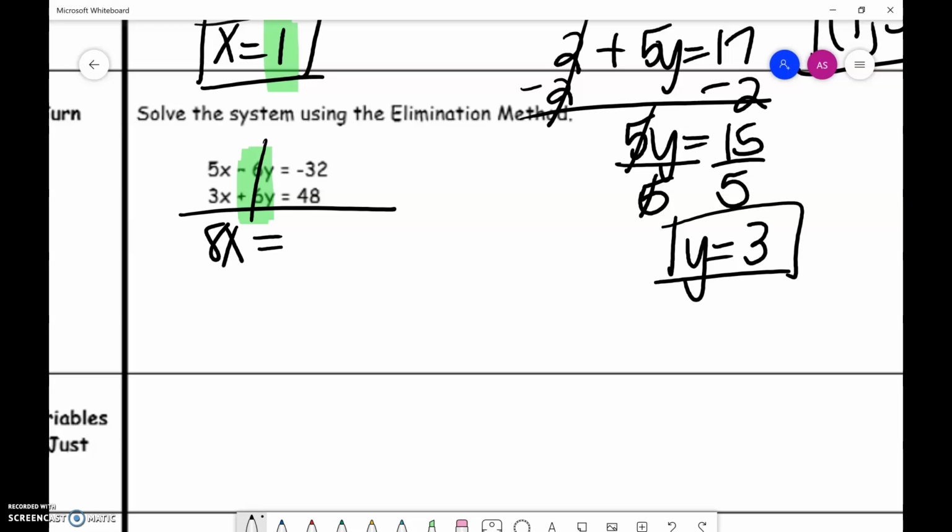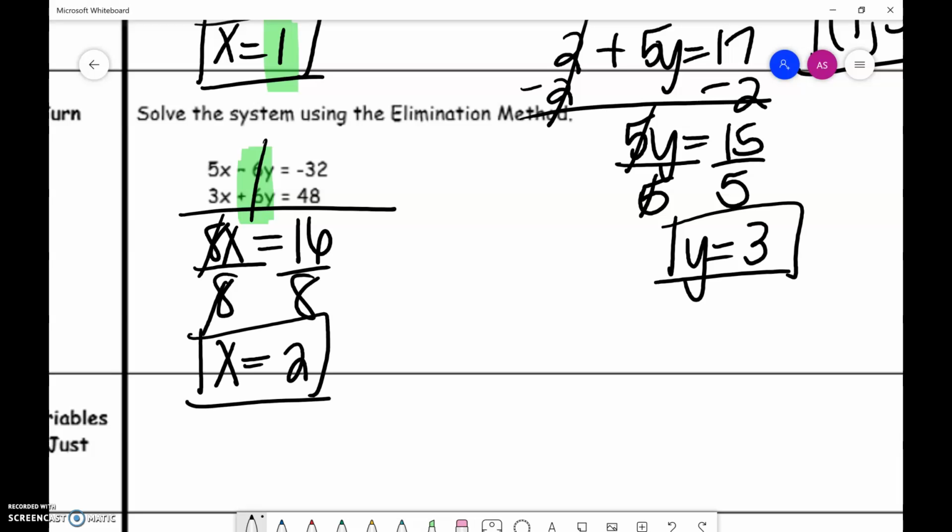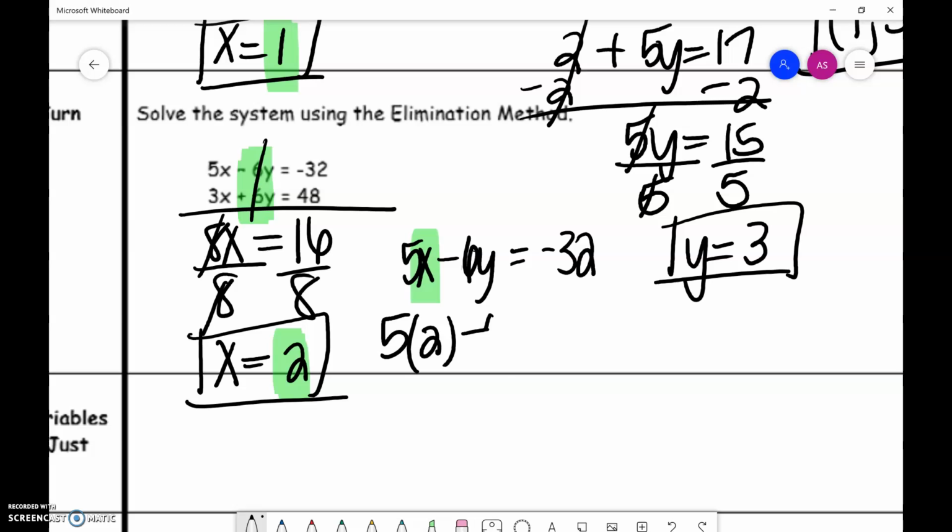Then I have negative 32 plus 48 is 16. Then I divide both sides by 8, and I have x equals 2. So that's my first step. Then my last step, remember, I'm going to take one of my equations, either the first or the second one, and I'm going to replace my x with 2. Let me rewrite that. So this x is going to go right here. So I'm going to have 5 times 2 minus 6y equals negative 32.